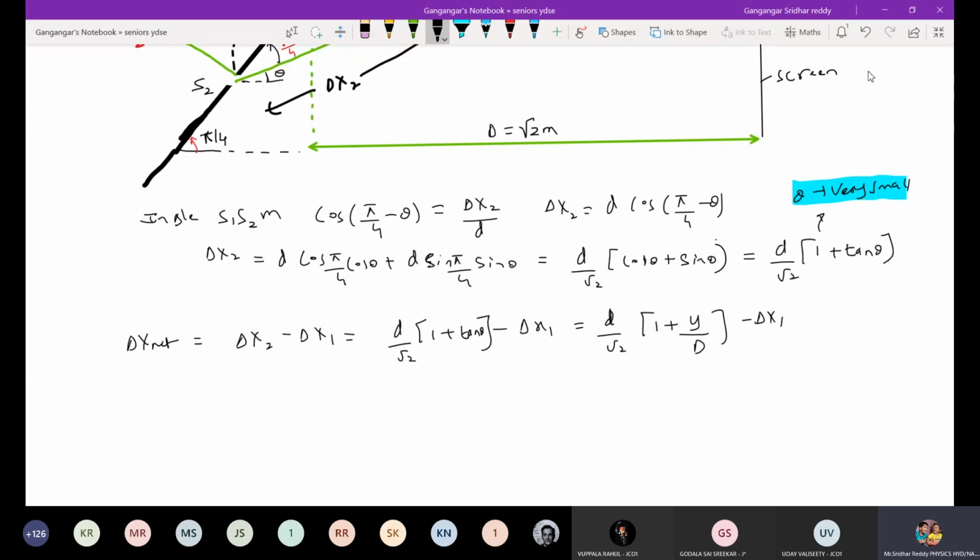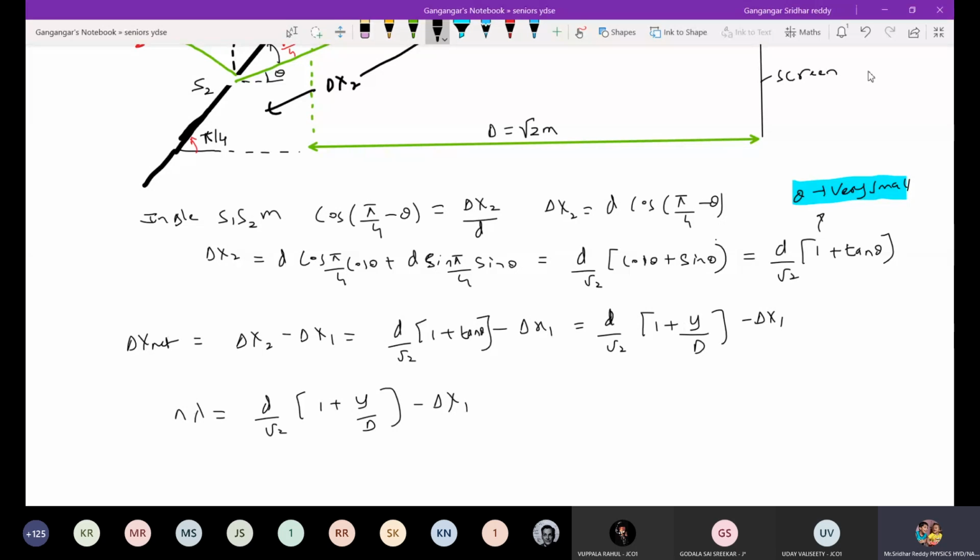Minus delta x1. Okay, we are searching for the fringe width, so n lambda is equal to d by root 2 (1 plus y by D) minus delta x1. What to do with delta x1? We'll leave it. Put n equal to 1, calculate y1. Put n equal to 2, calculate y2. Take the difference. Fringe width is what? y2 minus y1. The delta x1 will get eliminated.